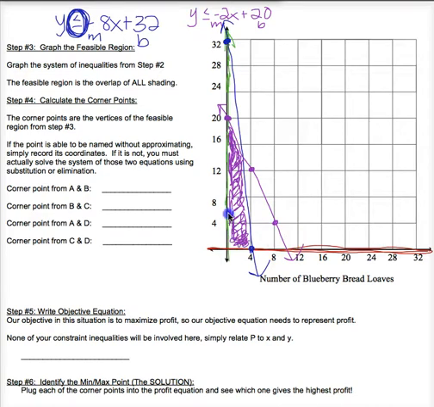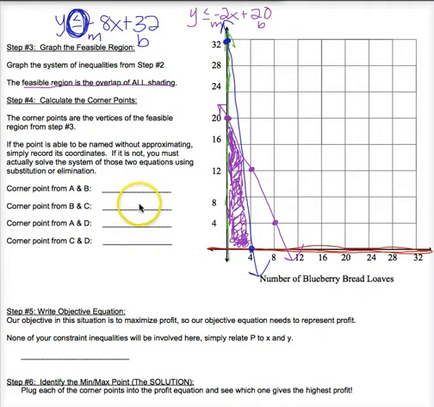So everything in here is what we call the feasible region, meaning if you pick any point in there, it's going to fit the constraints that you have. So meaning it's not going to go over the maximum prep time or the maximum bake time as long as you pick a point that's inside that shaded feasible region. So feasible region is the overlap of all the shading.